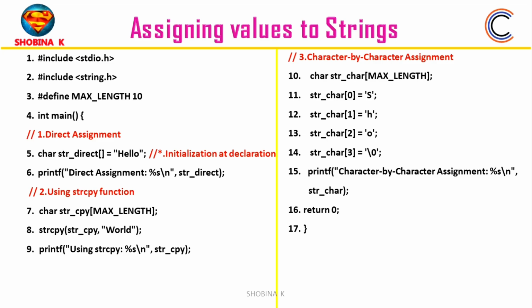Now let's run this code. In this part, the string hello is directly assigned to the character array strDirect at the time of declaration. The array is initialized to the specified string. When printed using the printf function, it correctly displays the string hello. And in this part, we use the strcpy function, which is used to copy the string world into the character array strcopy.